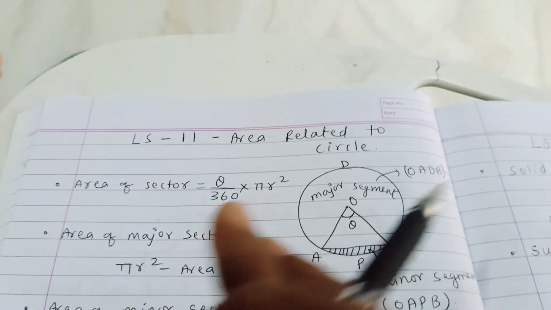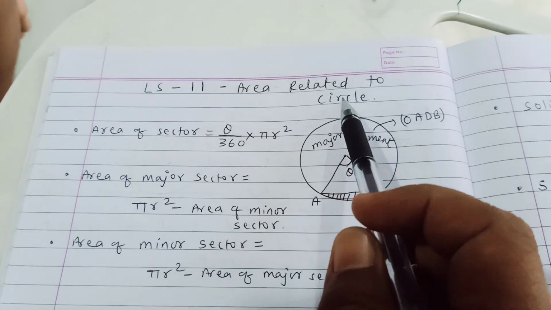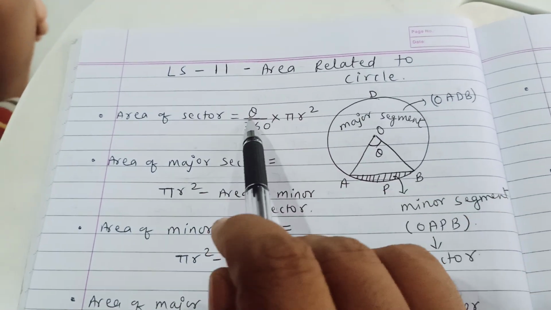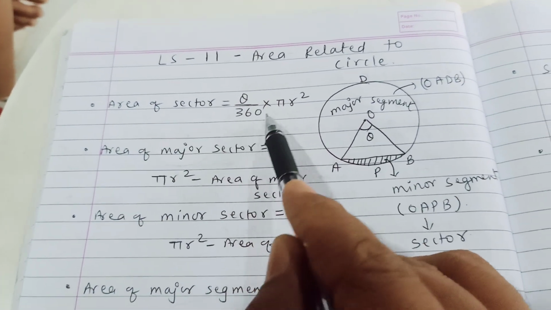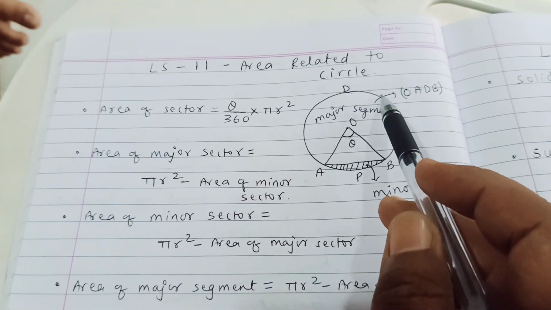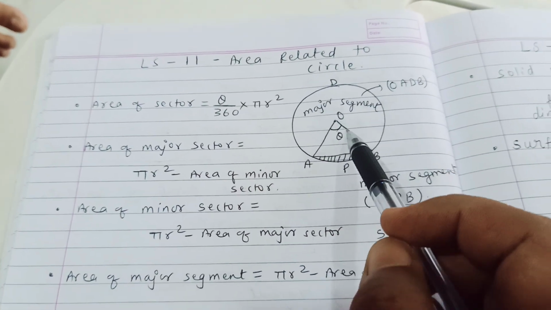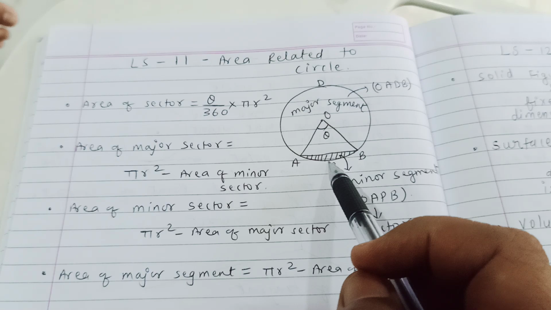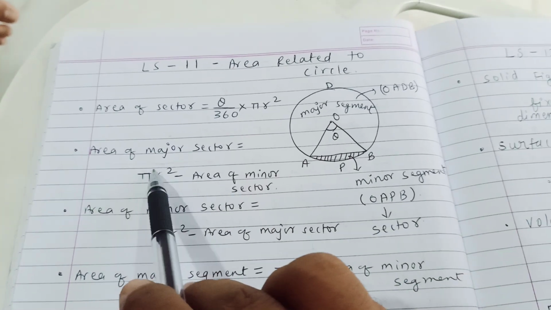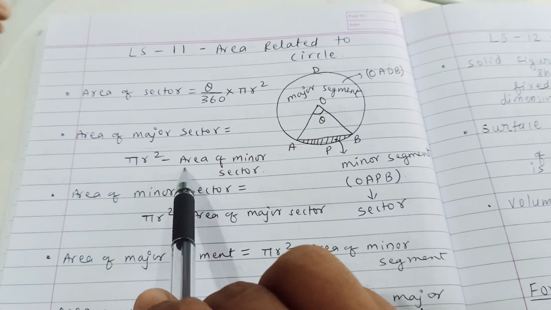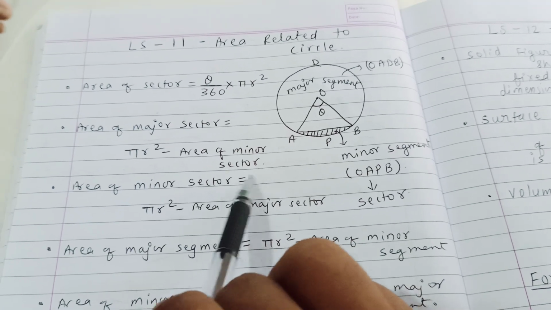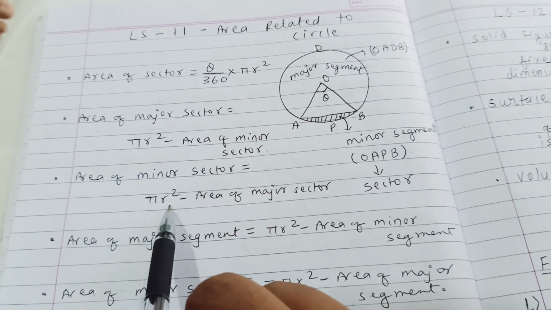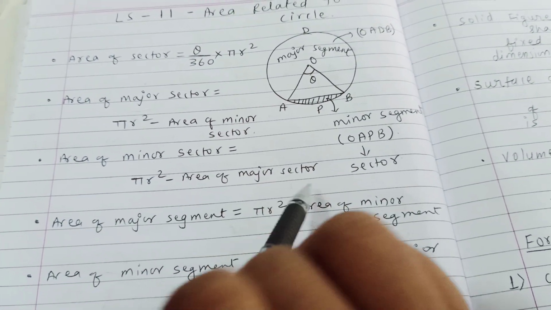Now next, that is area related to circle. That is very important thing. Area related to circle, okay. So in this, area of sector is theta by 360 into pi r square. So you have to remember that is the major sector, and that is the smaller minor sector. And area of major sector is pi r square minus area of minor sector, okay. And area of minor sector is equal to pi r square minus area of major sector, okay.